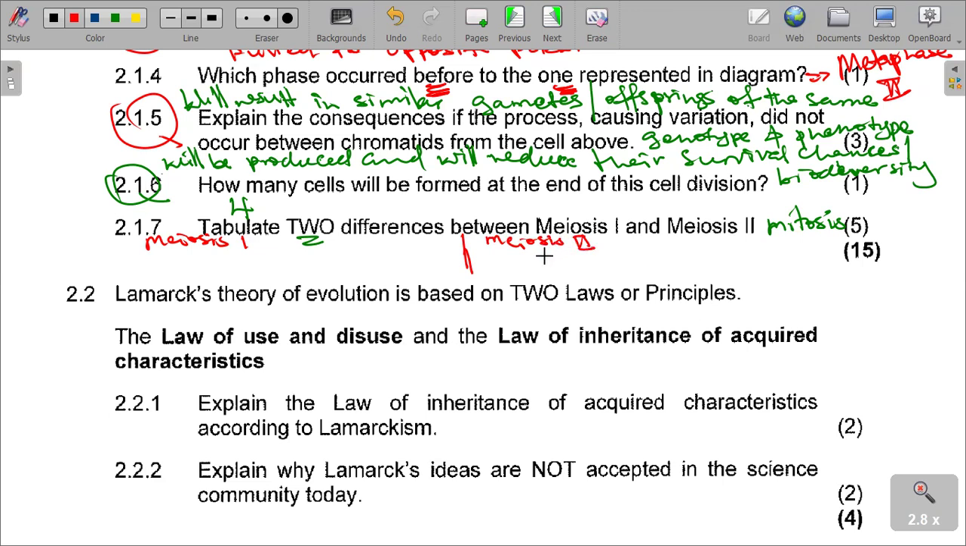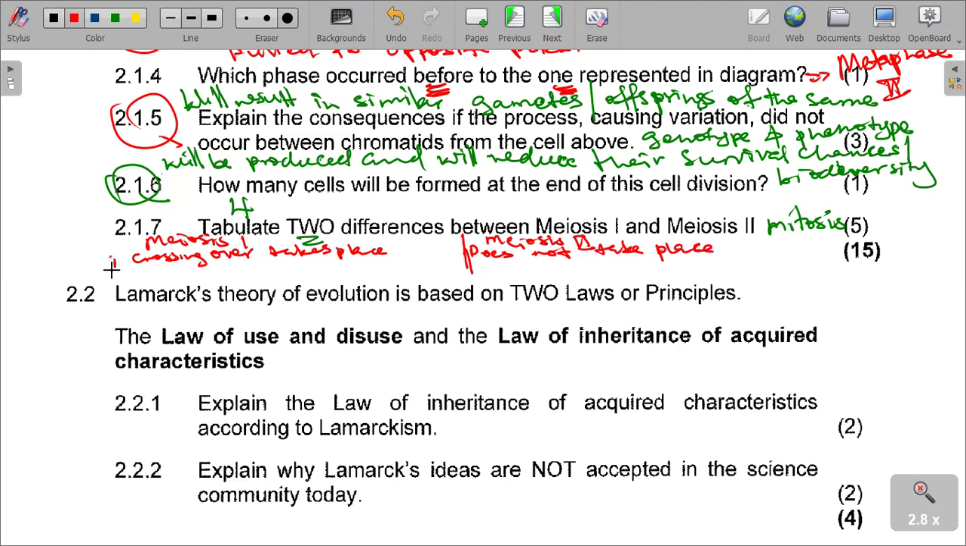The difference is one, in meiosis 1, crossing over takes place. Crossing over takes place in meiosis 1. In meiosis 2, crossing over does not take place. Crossing over does not take place in meiosis 2, class.